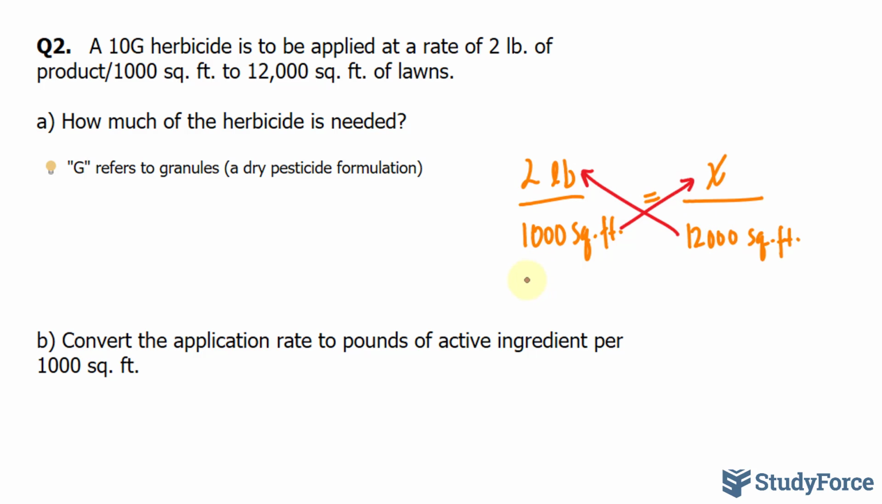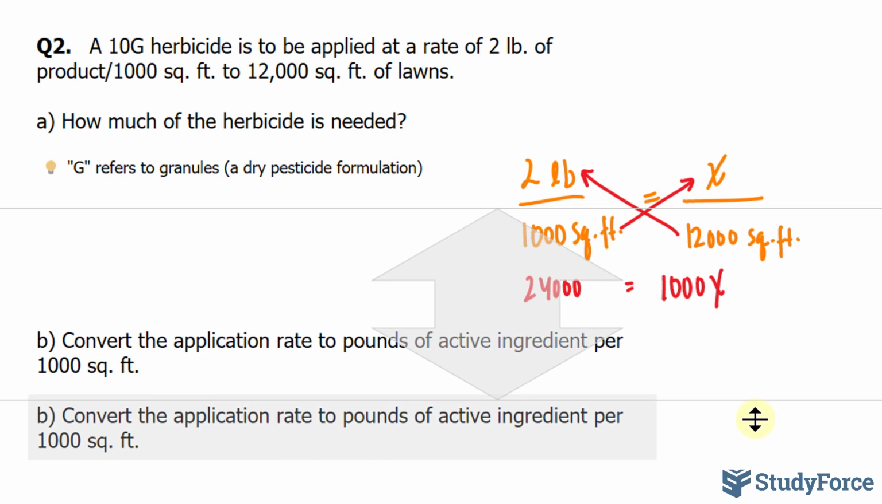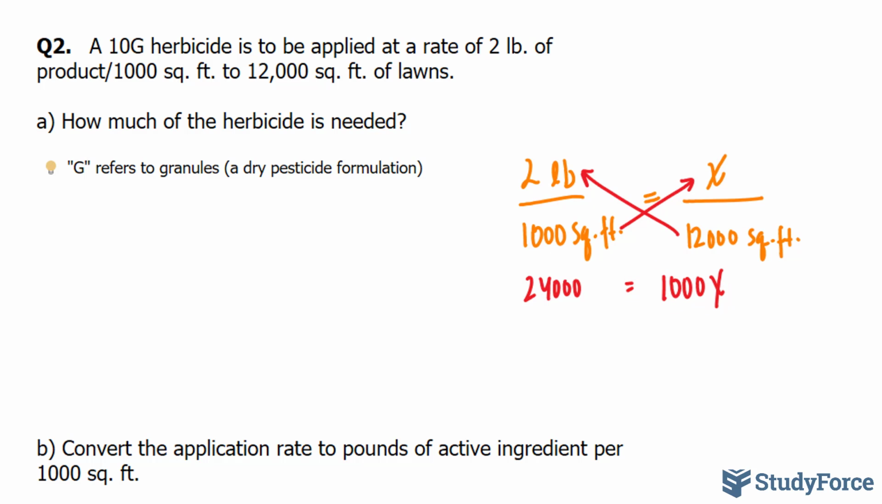2 times 12,000 makes 24,000, and we can ignore the units for a moment. 1,000 times X makes 1,000 X. Making some more room, we can divide both sides of this equation by 1,000. And 24,000 divided by 1,000 makes 24, and you can easily verify that on your calculator. And it's specifically 24 pounds of this product that we need.